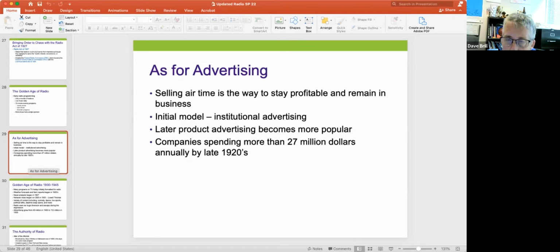But there are two different types of advertising. Again, the initial model was institutional advertising, which is one sponsor, one program. And then later product advertising becomes more popular. Again, I'll reiterate this when we get to television. It becomes popular because, well, let's just say the fact is that if you're one sponsor, one program, you have a lot of creative control over that.